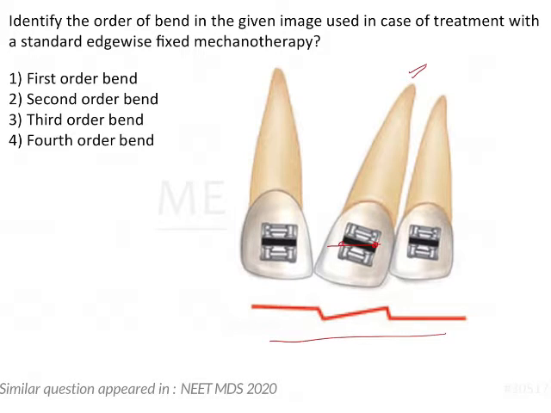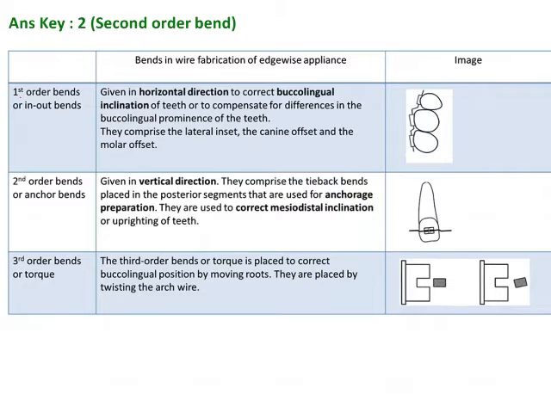It will touch in these two places, bringing about an upward movement on this side and a downward movement on this side. So it is going to basically cause mesiodistal uprighting of this tooth. Now we have to identify which type of bend it is in a standard edgewise fixed mechanotherapy. So let us first have a look at what the different types of bends are.